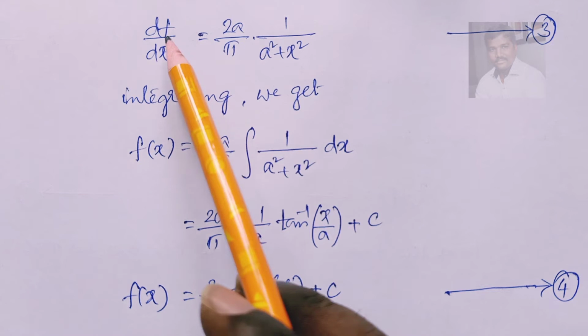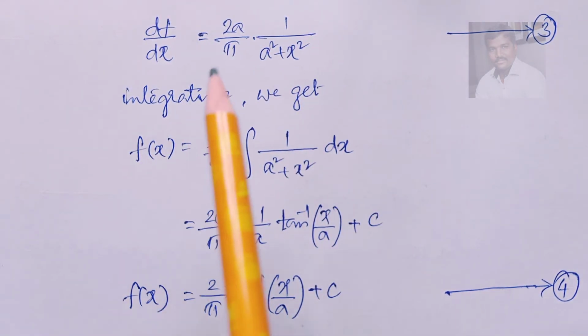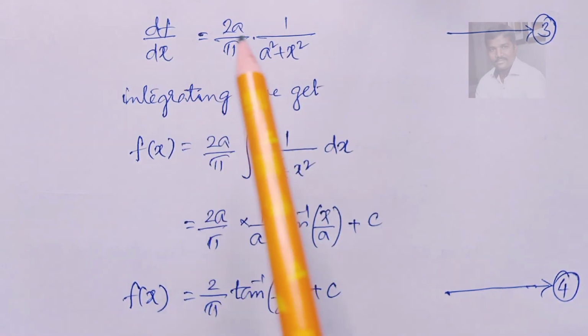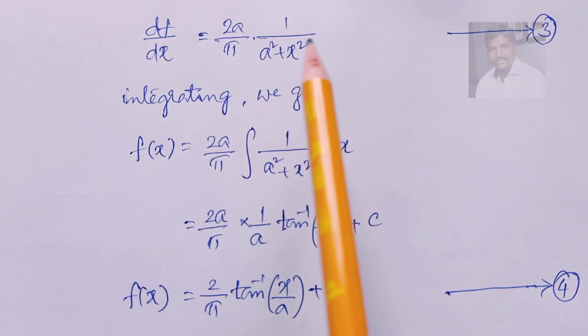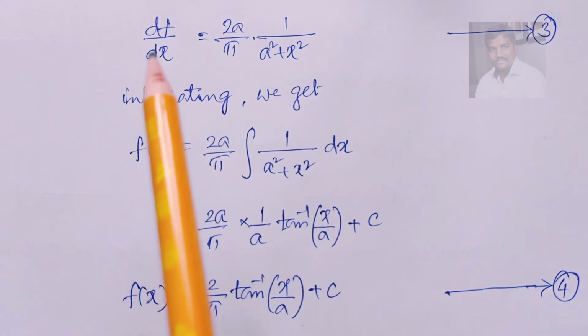There we will have df by dx is equal to 2a by pi into 1 by a square plus x square. Now this can be solved. From this, we got the ordinary differential form. Now we can just integrate this, and we can get what is f of x.